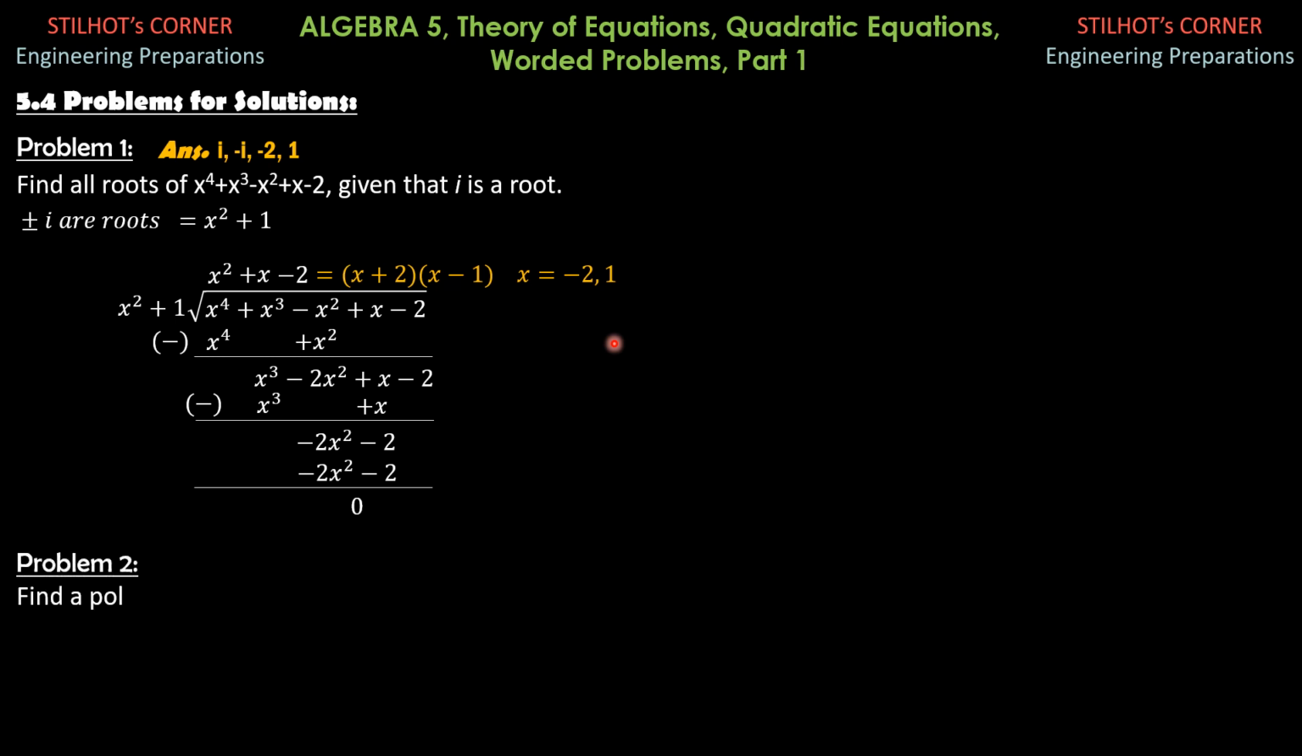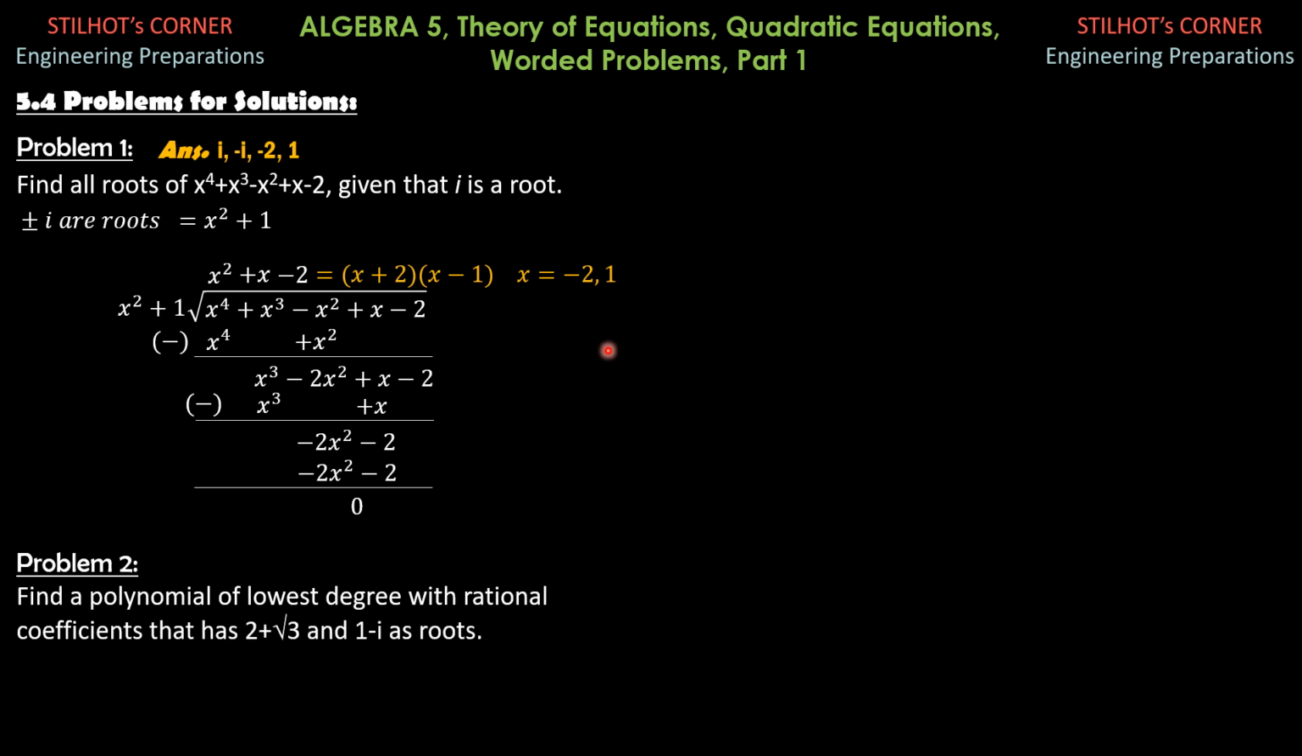We then proceed to the next problem. Find a polynomial of lowest degree with rational coefficients that has 2 plus square root of 3 and 1 minus i as roots. So based on principle, the lowest degree of that polynomial would be 4.